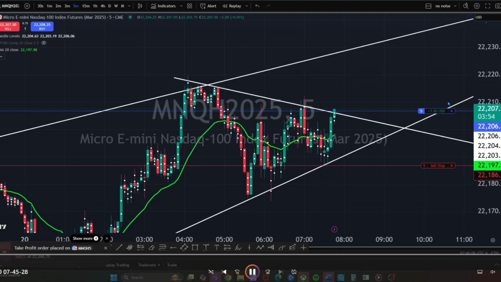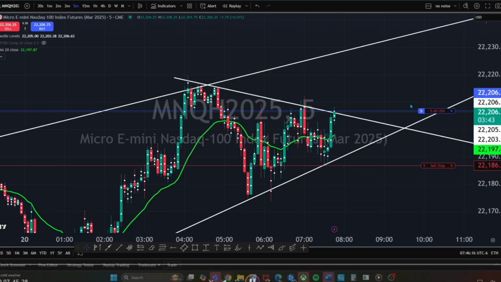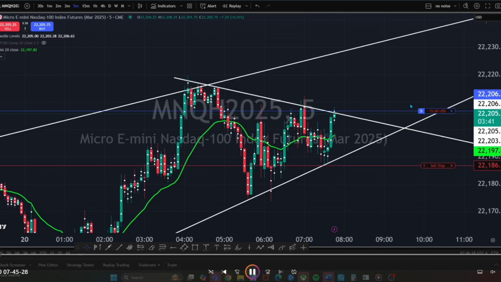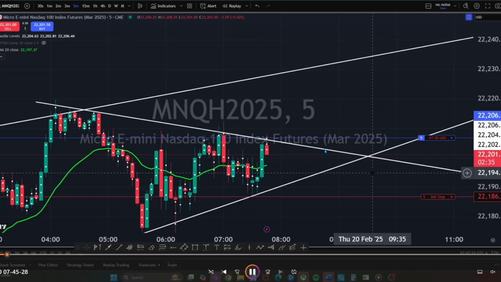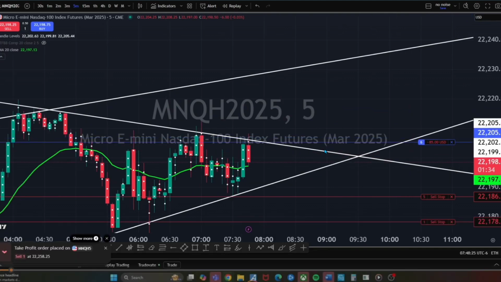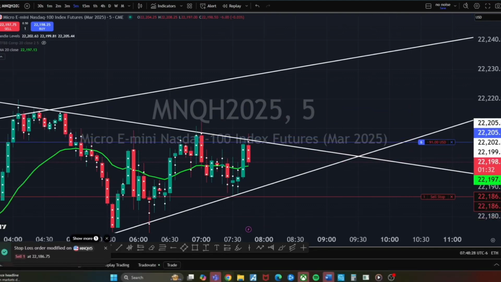Bought 5 minis or micros, NASDAQs. So each point for me was about 10 bucks, okay? So you'll see this. We're just going to fast forward a little bit as we do this. Let's fast forward a little. So the trade goes against me.